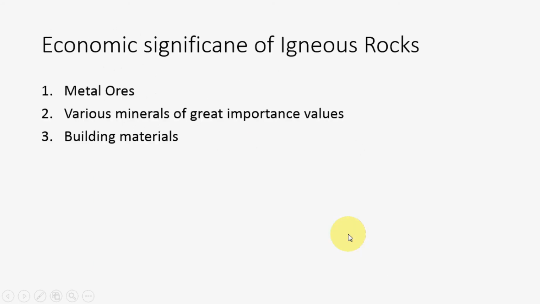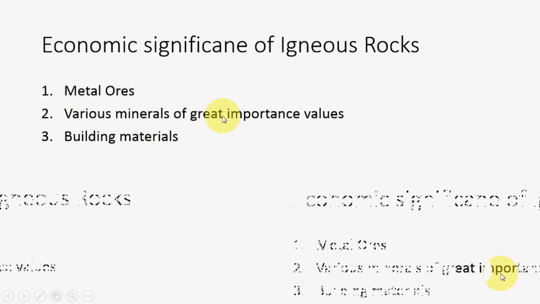So let us see the various economic importance of igneous rocks. As you know, magma is a chief source of metal ores. Many of them are associated with igneous rocks. The other point is that minerals of great economic value are found in igneous rocks, such as magnetite, iron, nickel, copper, lead, zinc, chromite, manganese, gold, diamond, and platinum. There are many more. So igneous rocks have great importance: one is metal ores, and one is various minerals of great value.